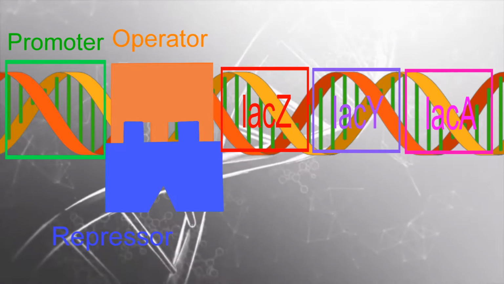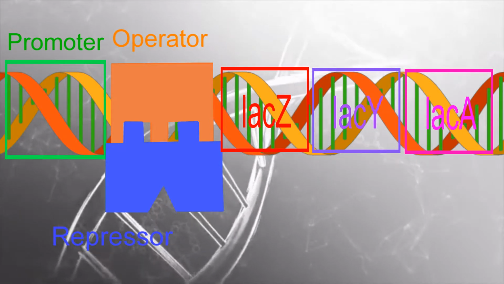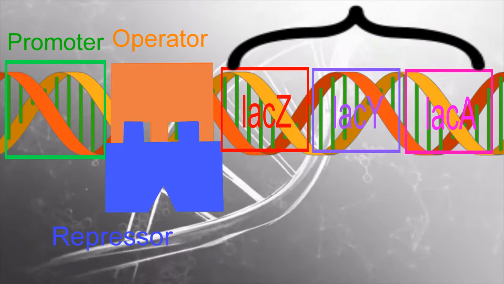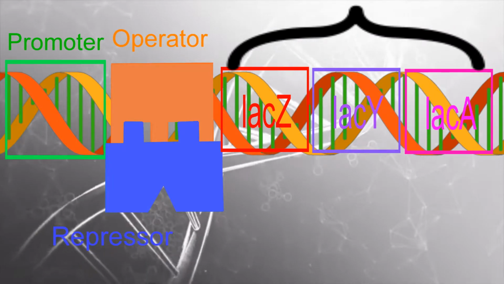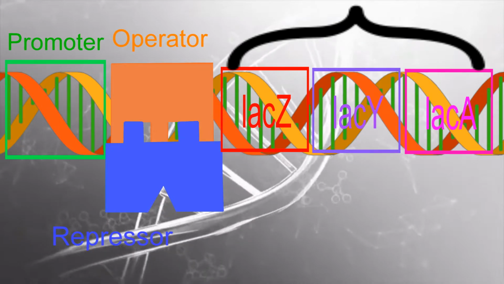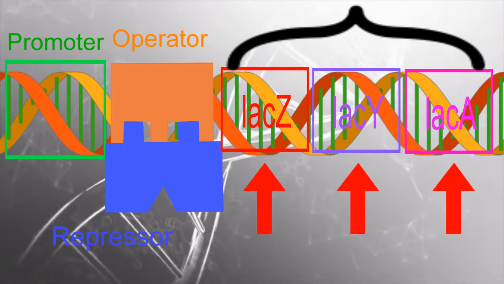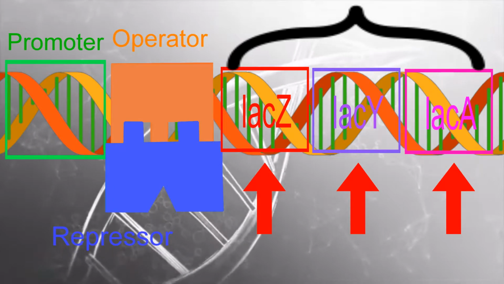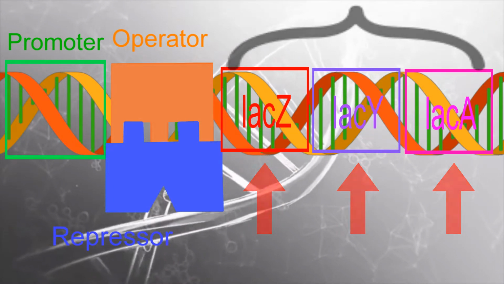Additionally, for bacteria, when there are genes that work together to complete a certain task, they are located next to each other and are controlled by the same operator and promoter. In this case of the lac operon, with the purpose of breaking down lactose, the LAC-Z, LAC-Y, and LAC-A genes are next to each other.